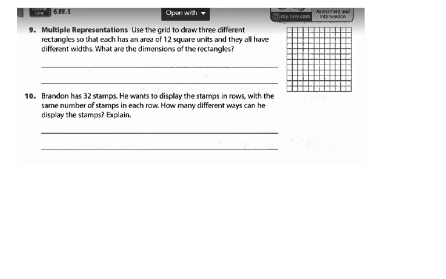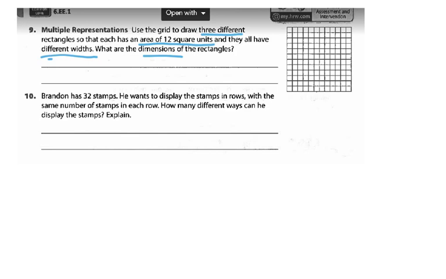Okay, we're going to look at number 9 here. It says use the grid to draw 3 different rectangles so that each has an area of 12 square units and they all have different widths. They want to know what the dimensions of the rectangles are going to be. So we need 3 different rectangles on here.